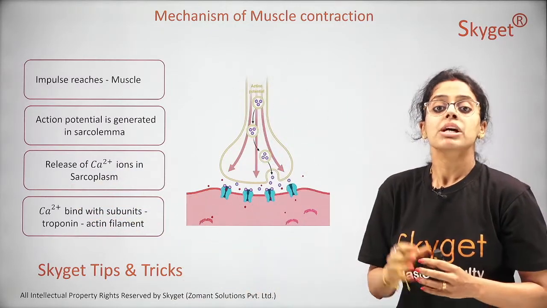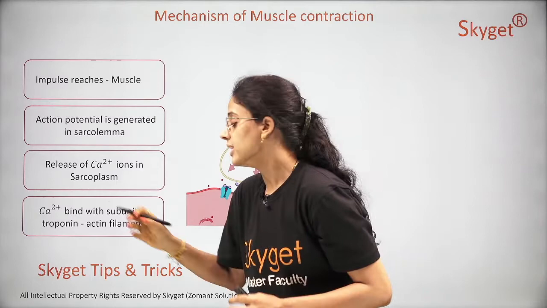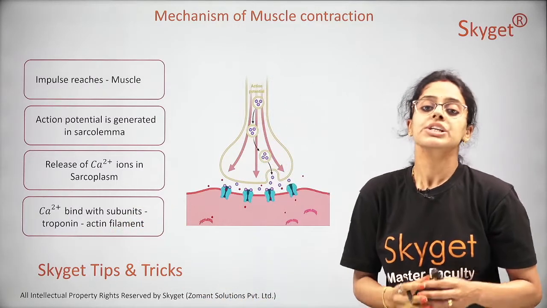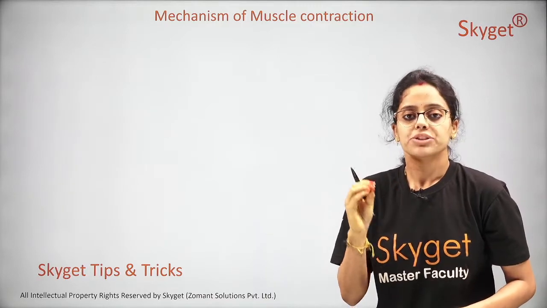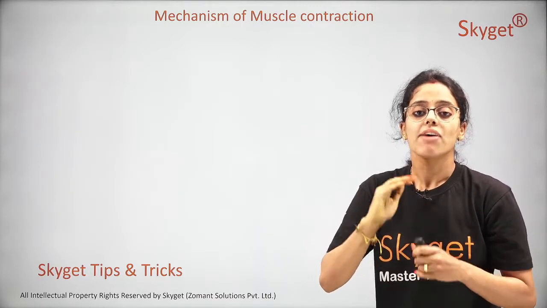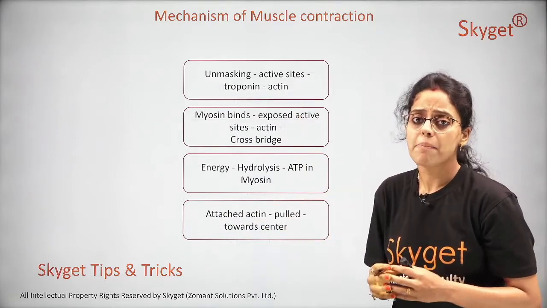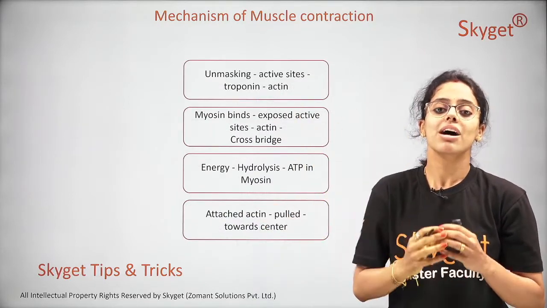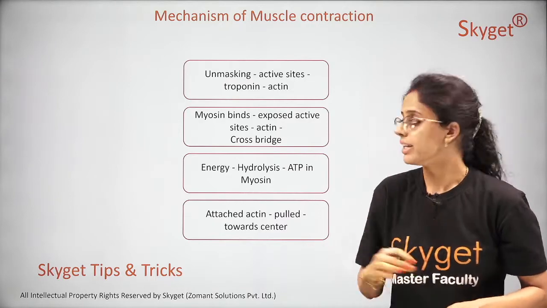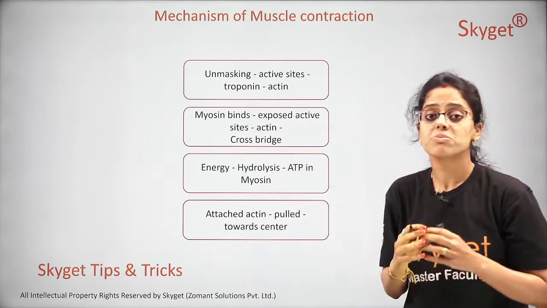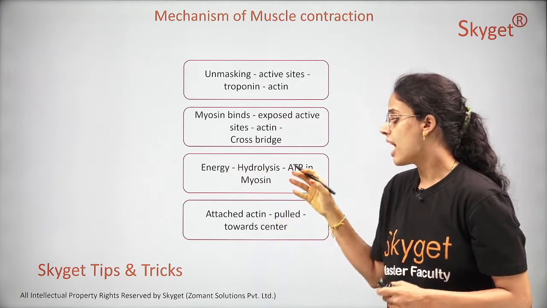This calcium binds with the troponin, the subunit of the actin filament. So when it binds with the troponin, there is an unmasking of the active site of actin. As a result, what is happening? Myosin binds with the active site of actin. So there is the formation of cross bridges and energy is hydrolyzed.